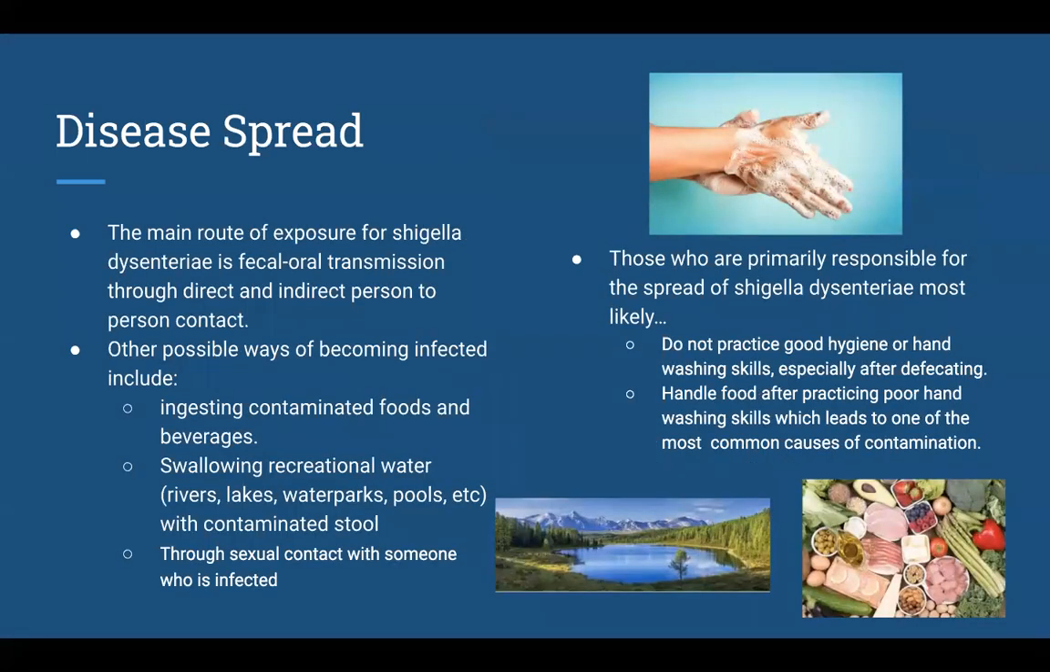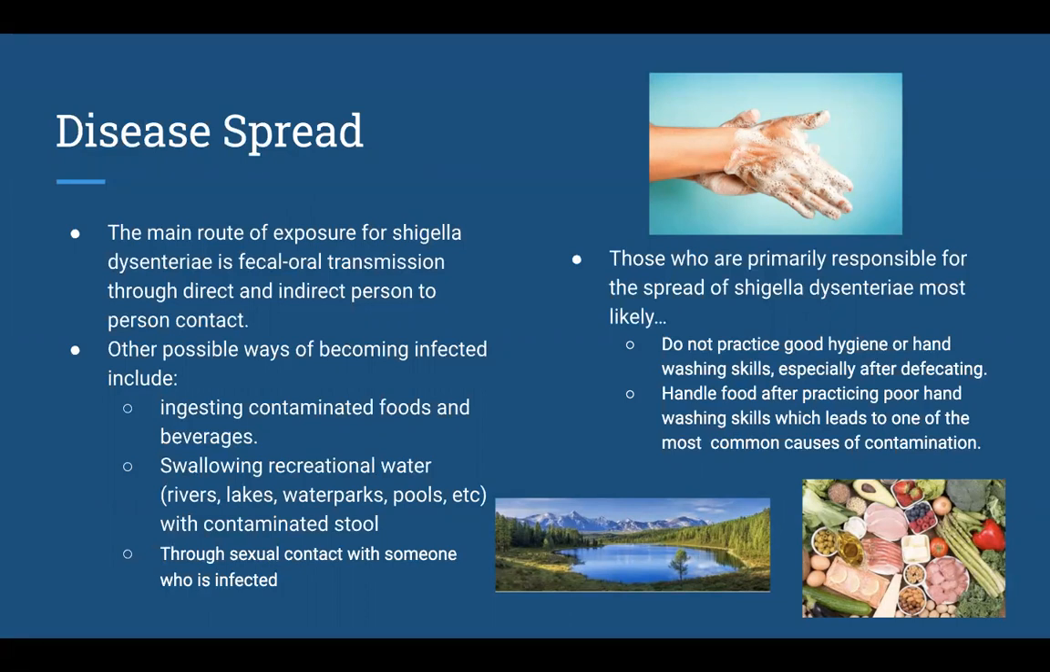Disease spread. The most common way to become infected with Shigella is through coming in contact with a person who practices poor hygiene after using the restroom. Fecal oral transmission has a very high infection rate. Other ways that this disease is able to spread is through ingested beverages and foods that may be contaminated, accidentally swallowing recreational water that has been contaminated with stool, or through sexual interactions with an infected individual.